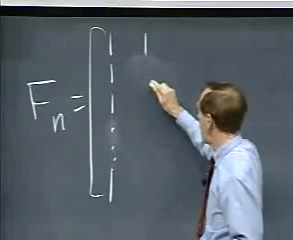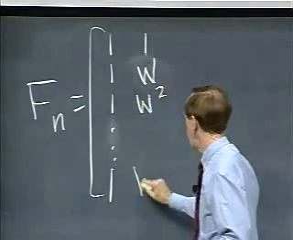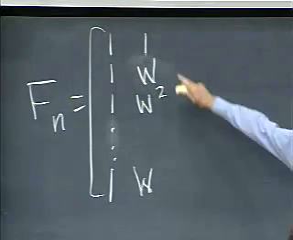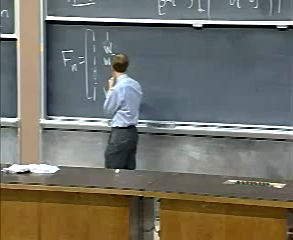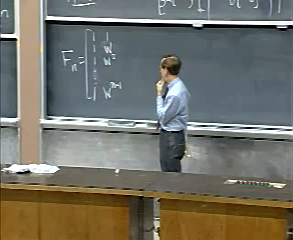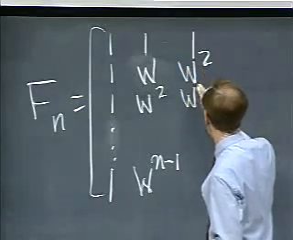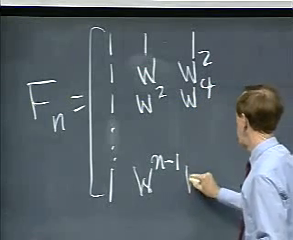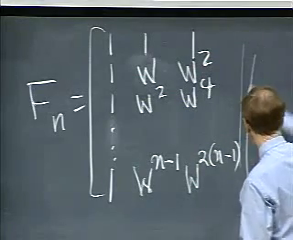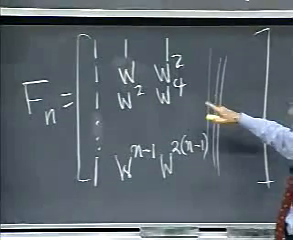So they're the powers of a number that I'm going to call w. W squared, w cubed, and now what is the w here? This was the zeroth power, first power, second power. This will be the n minus first power. That's the column. What's the next column? It's the powers of w squared, w to the fourth, w to the sixth, w to the 2(n minus 1). And then more columns and more columns and more columns. And what's the last column?